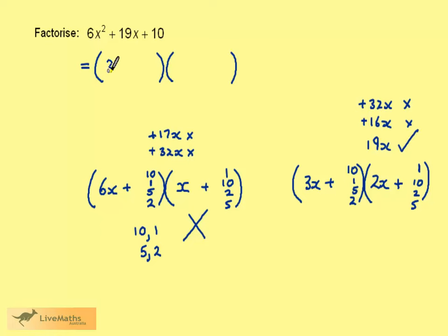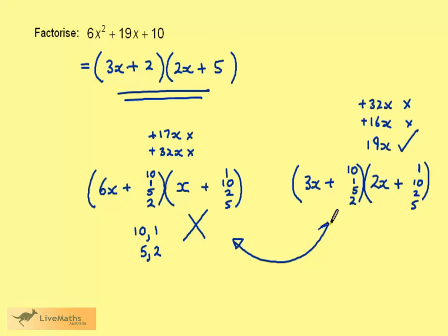So we can see our answer is 3x and 2x, with the plus and the 2 in here, and the 5 in here. This is an awful lot of checking between the two brackets. If there's a plus and a minus, we have even more checking to do.